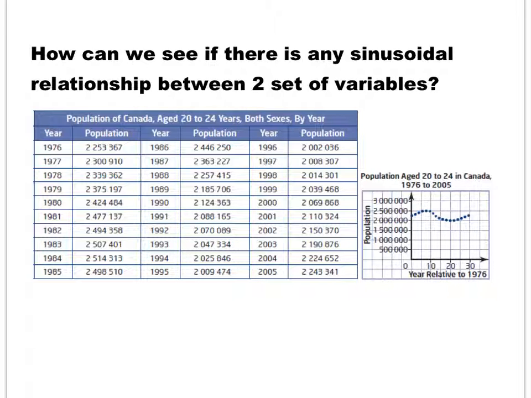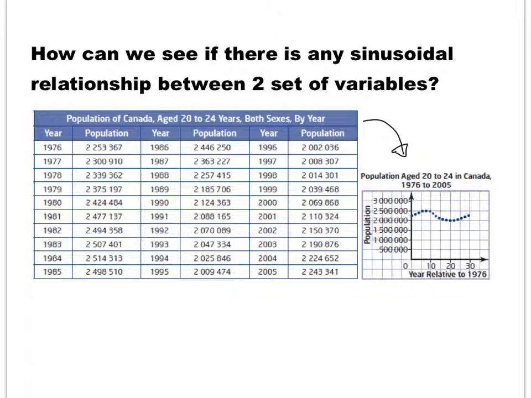2.253367 thousand people, 2,253,367,000, and so forth until 2005. Just by looking at the pure data, you cannot really see any type of relationship. But if we translate this table to a graph like this one, then obviously you can see the pattern which shows a periodic function.